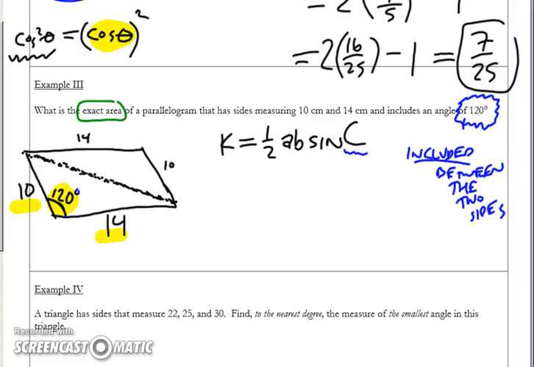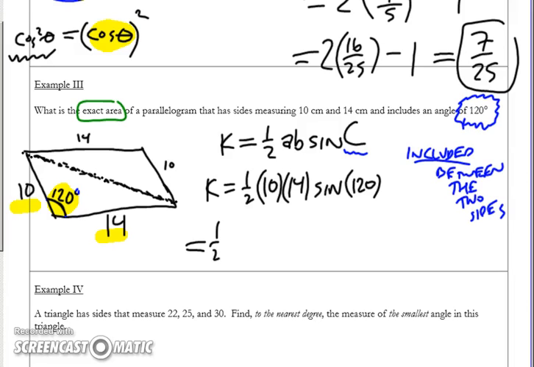We're going to get K, which is representing the area of the triangle, equal to 1/2 times 10 times 14 times sine of the angle, which is 120 degrees. This is going to end up being, let's just multiply it out, 1/2 times 10 times 14, that's 7 times 14.